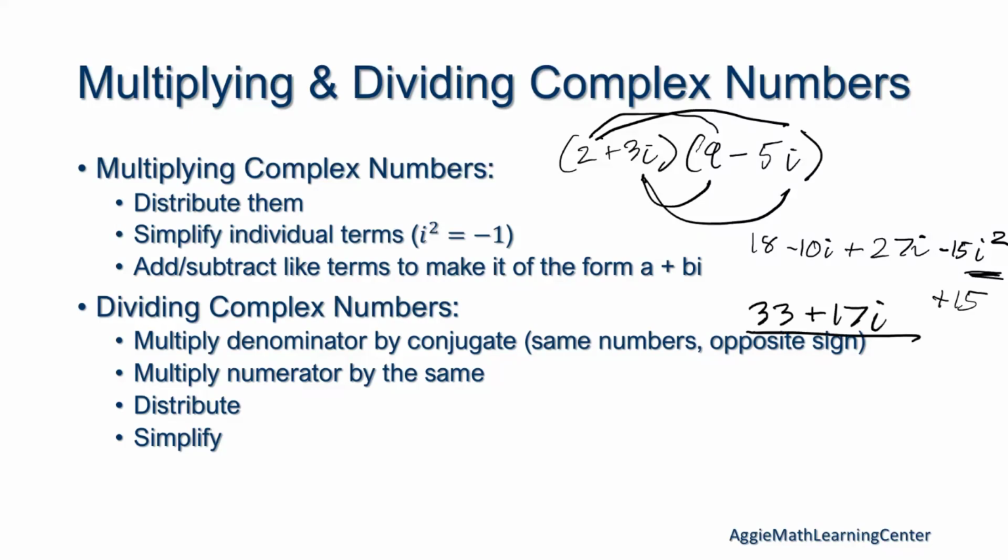When it comes to dividing complex numbers, it gets a little bit more nuanced and difficult. When you're dividing by complex numbers, you need to multiply the denominator by the conjugate of the complex number. That way, just like up here with the i squared, it will get rid of those imaginary numbers. And then you multiply the numerator by the same thing, and you distribute and you simplify, just like with multiplying.